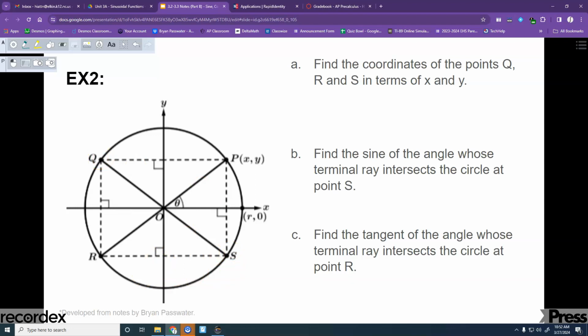For Q, we're looking for the coordinates of this point right here. This point was X, Y. We'll have negative X, Y for that point. So Q is negative X, Y. It's in the second quadrant, so all your X's are negative over here, but the Y's are still positive. Okay. What would we get for R? Negative X, negative Y. Very good. And how about S over there in the fourth quadrant? X, negative Y.